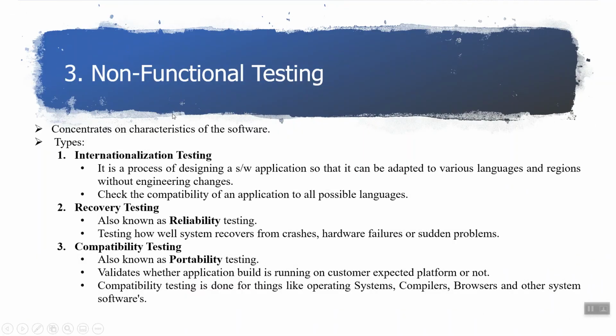The third one is non-functional testing. So in non-functional testing, we concentrate on characteristics of the software, so how software behaves in non-functional requirements. There are 13 different types for non-functional testing. We'll see one by one.